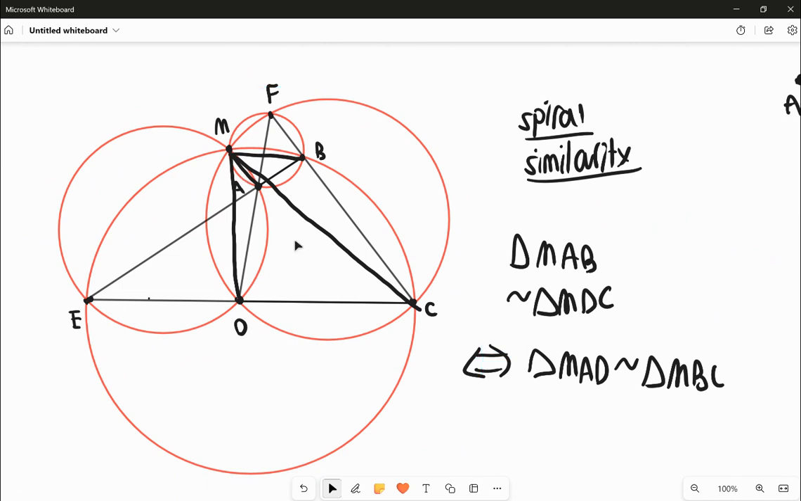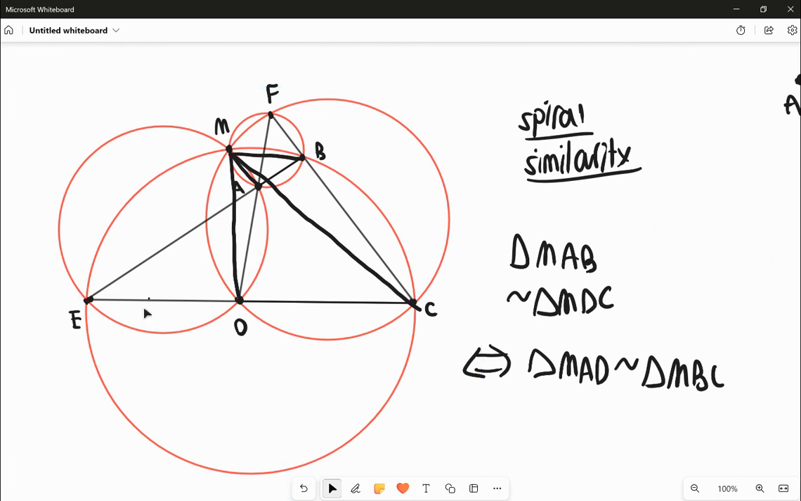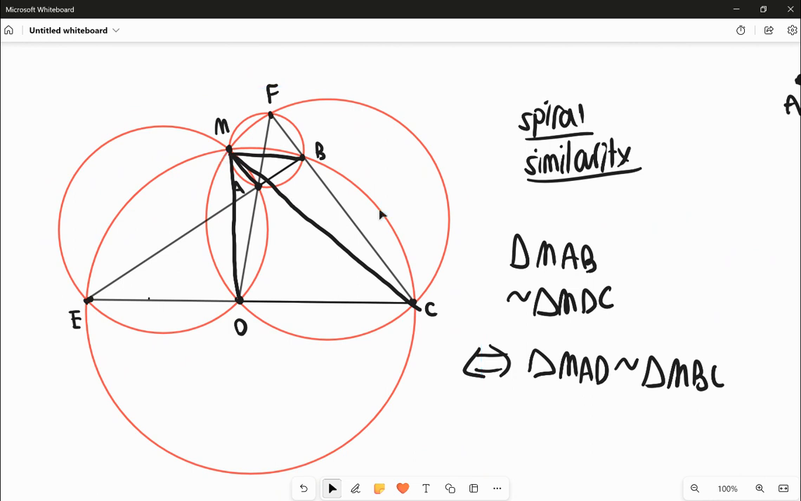And now here's a catch. We draw AB and CD and they intersect at a point E, and because M is a spiral center, M must lie on the circumcircle of EDA and EBC. So there you have it. M is a unique spiral center mapping AB to DC because it lies on these two circles, and in turn, it's a spiral similarity mapping BC to AD, which means that it lies on the other two circles.